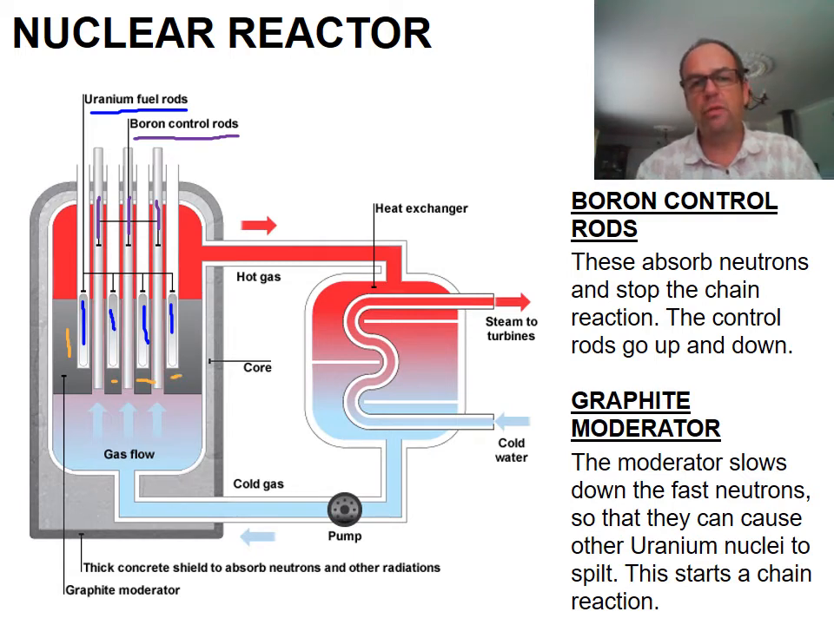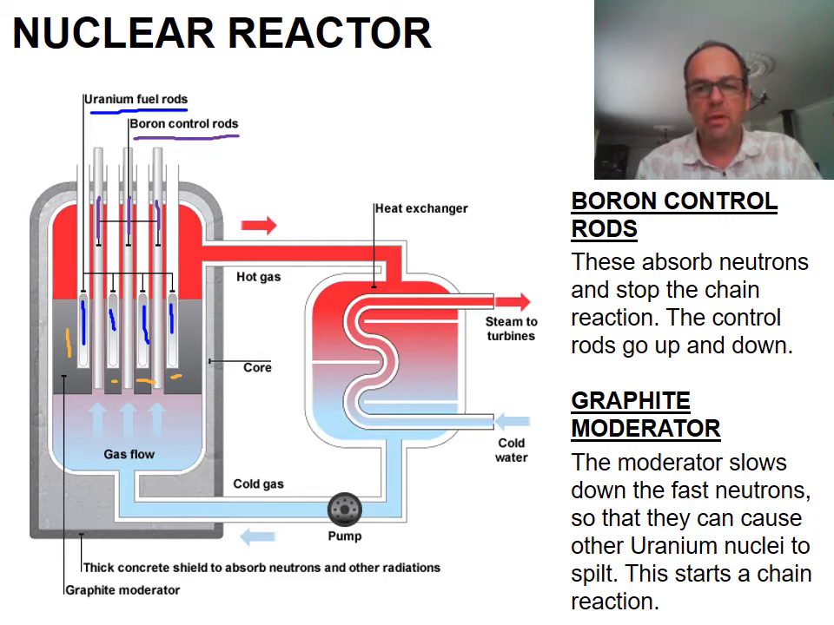Now you need to know what these 3 things do. Okay, you need to be clear on what these 3 parts do. So uranium fuel rods, I think, is fairly obvious. That's where the uranium-235 is. That's where the fission is actually taking place. Slightly more complicated one is the control rods. So these control rods, as I said, if they get lowered down, they stop the chain reaction from taking place.